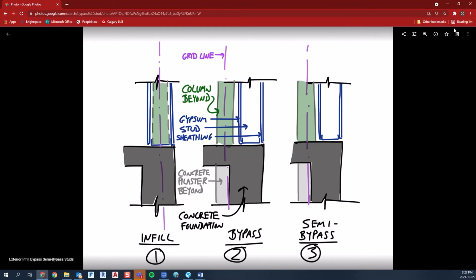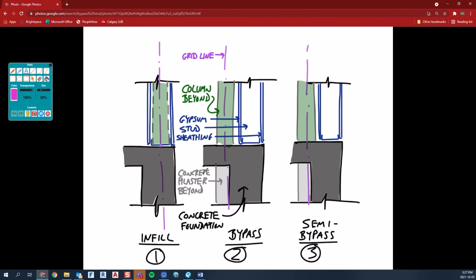Okay, so now let's look at these bypass and infill systems in section. Okay, so what we've got here is the foundation. So this is the foundation, this is the floor. So this one here obviously assumes there's a parkade or basement or something. So here's our infill situation. So the blue, that's the gypsum board, that's the sheathing, and this green right here would be the column in the background. Okay, so the column's buried in the wall. So that would be our infill situation.